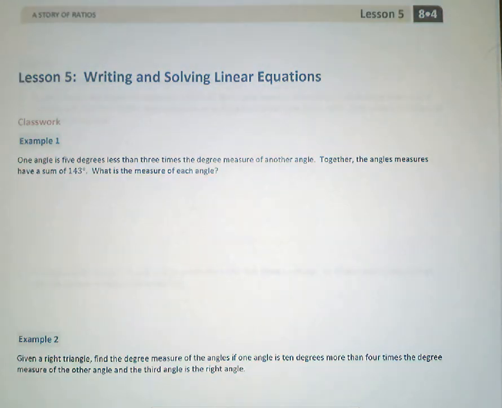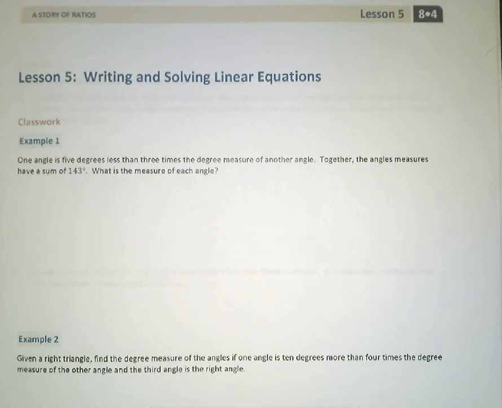Lopez, and today we are working on lesson 5, where we solidify our knowledge about writing and solving linear equations. Nothing new in this lesson. We are just practicing. So here is our classwork, example 1.